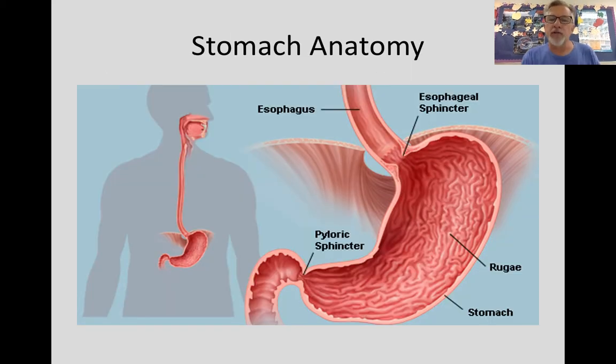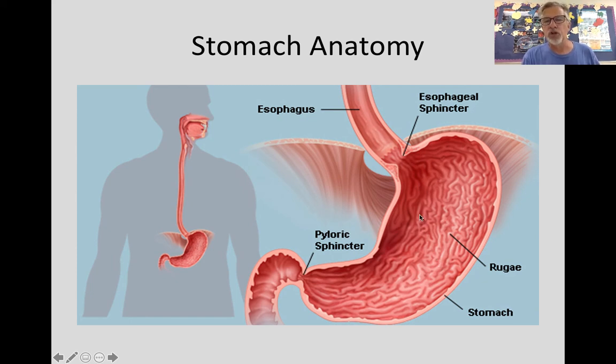So here is a diagram of the stomach. Here's the esophagus coming into the stomach. And you'll notice that there's a muscle called a sphincter. It's the esophageal sphincter. It's well named. And that closes after the food passes through. That prevents acid from going up into the esophagus.